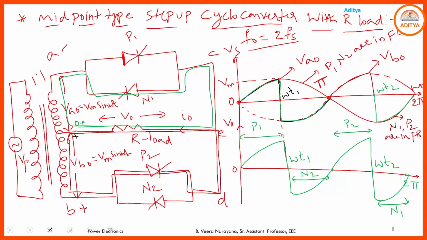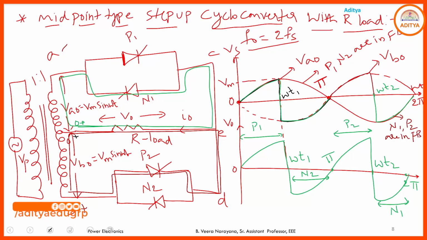And this notation is very important. From 0 to omega T1, P1 is in the on state. Omega T1 to pi, N2 is in the on state. Pi to omega T2, P2 is in the on state. Omega T2 to 2 pi, N1 is in the on state. That is the output voltage representation.